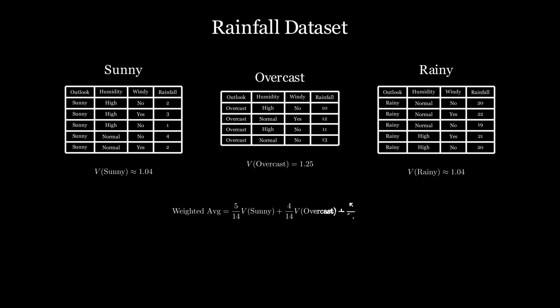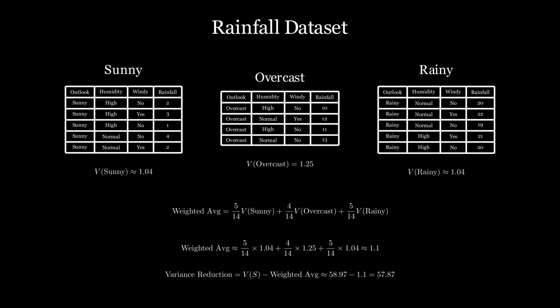Now, the weighted average variance after splitting is calculated as follows. Substituting the values, we get approximately 1.1. The variance reduction is the difference between the original variance and the weighted average. Variance reduction: 58.97 minus 1.1 equals 57.87.